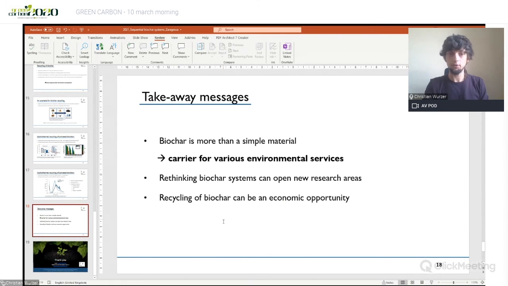So as a takeaway message, I want to highlight that biochar is not a simple material, and we might want to try to see it as a carrier for environmental services rather than a product. And this can open up new research areas for us, where we can explore how to recycle or how to reuse biochar in a more complex way. And as I tried to show, recycling of biochar can actually be an economic opportunity and can be profitable to do if you have the right framework.